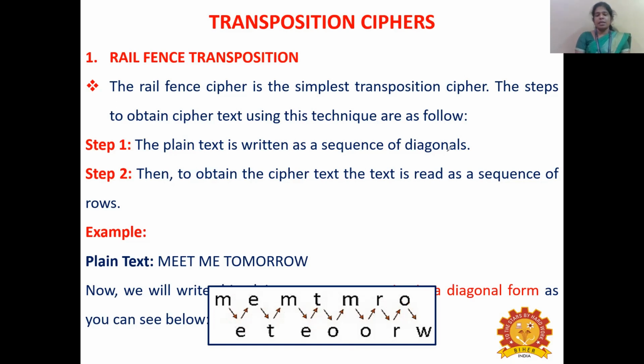Then second step is to obtain the ciphertext from the plain text, we have to read it as a sequence of rows. So a row means straight. You have two rows. First is M-E-M-T-M-R-O. This is your first row. Then second row, E-T-E-O-O-W. This is your second row. So second step is to obtain the ciphertext, you have to read it in a sequence of rows after writing the plain text in a diagonal form.